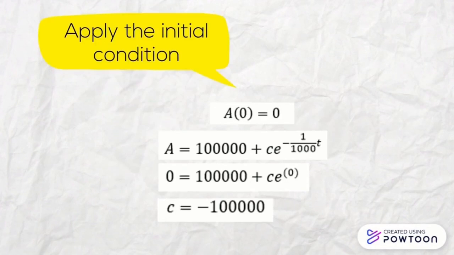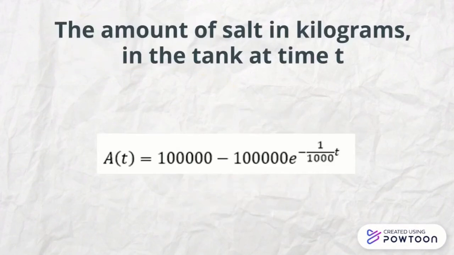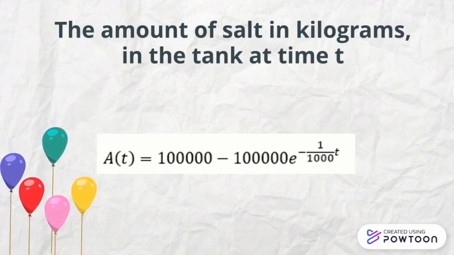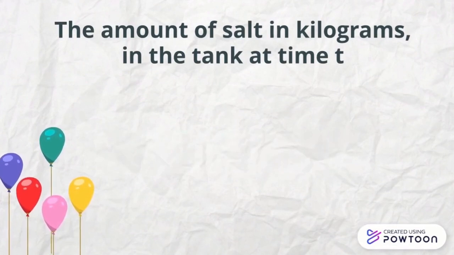The last step is we apply the initial condition, which is A(0) equal to 0. Then we get C equal to negative 100,000. So the amount of salt in kilograms in the tank at time t is A(t) equal to 100,000 minus 100,000 times e to the negative t over 1000 kilograms.